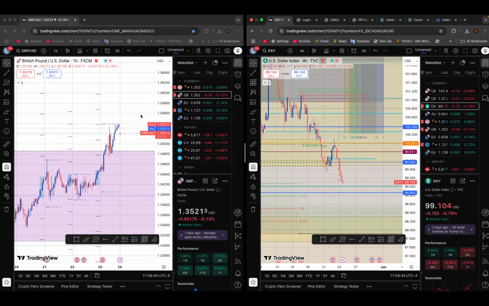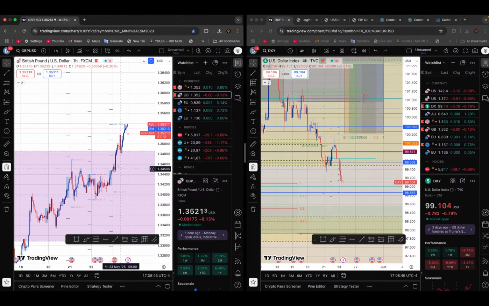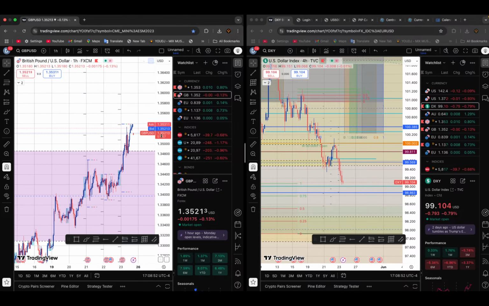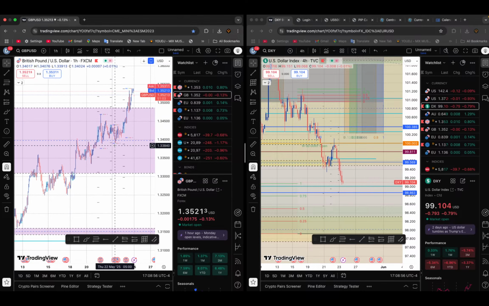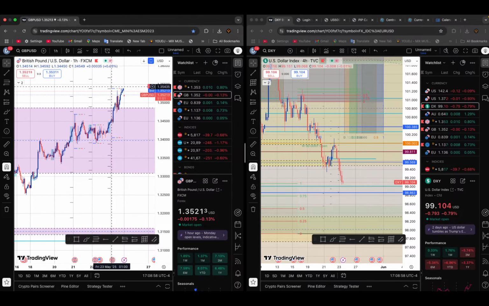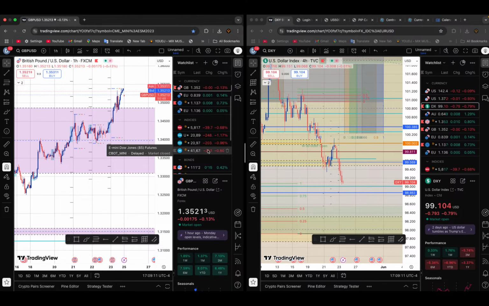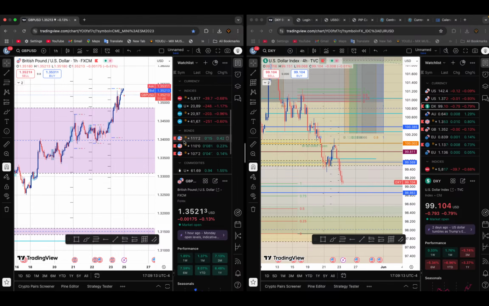Now pound dollar, expecting the same thing really, coming below these into there, for it to then start going higher. So that's our bias. Below here is what we're looking at. So yeah, that's GBP USD, Euro USD, and dollar done. Now we'll look at bonds.